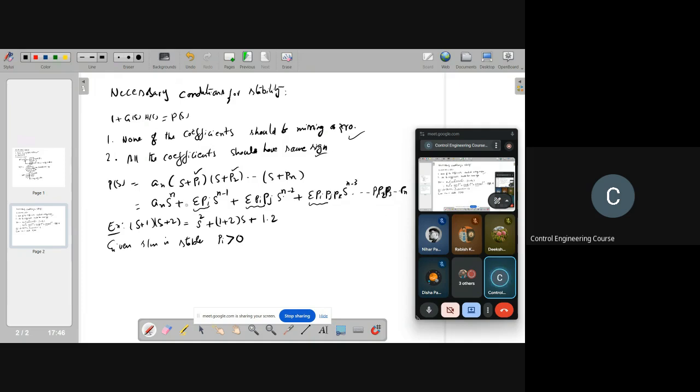But can we say, for a characteristic equation, let's say for example, s cube plus s square plus 2s plus 8 equal to 0, it satisfies all the necessary conditions, right? All the coefficients are positive and there are no missing terms here. Can we say this is stable or not? It is not stable because the roots of this equation are s equal to minus 2 and 0.5 plus or minus j 1.936. You can verify this later.